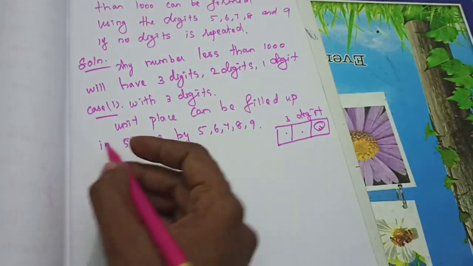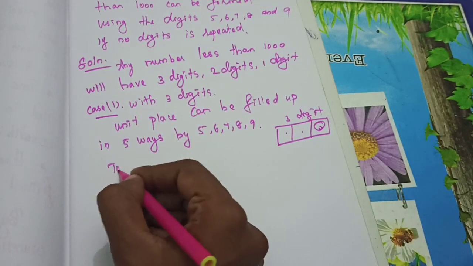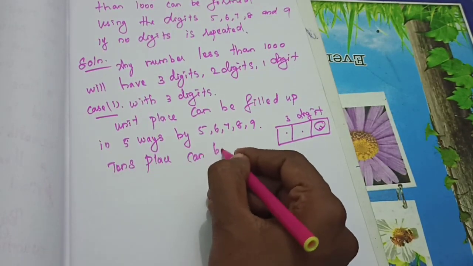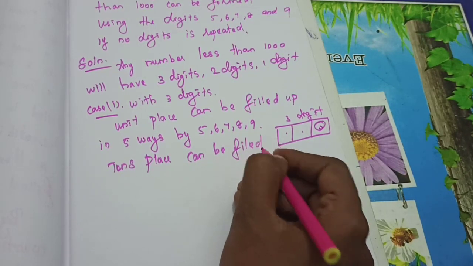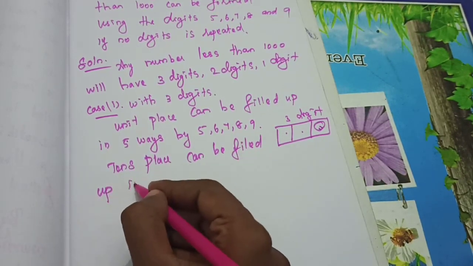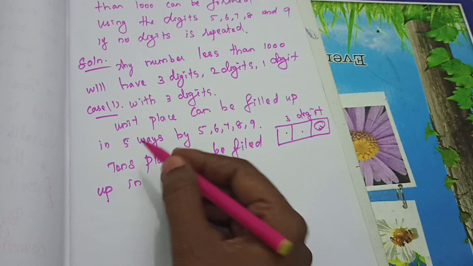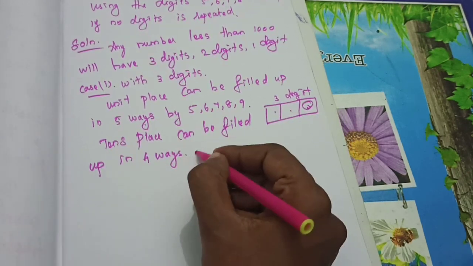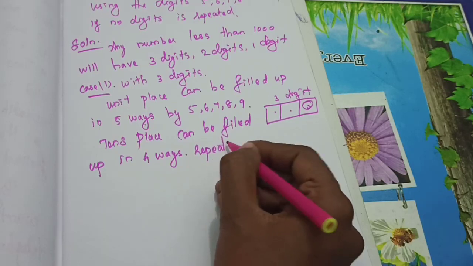Okay, now we have filled it by any one of the numbers. Then next what will you do? Tens place. Tens place can be filled up in how many ways? Here already 5 ways are over. So how many ways? 4 ways. Yes. Repetition not allowed. Okay.